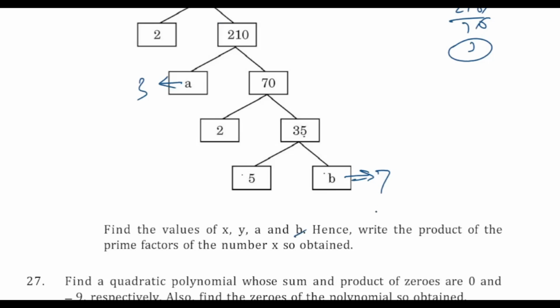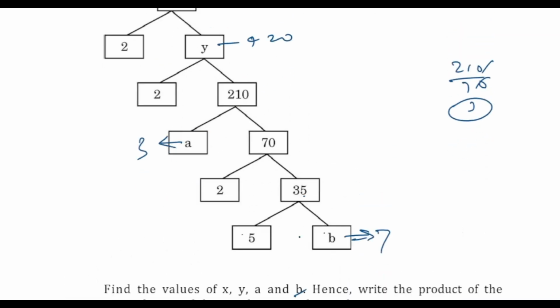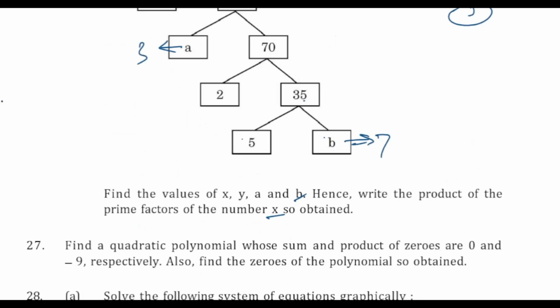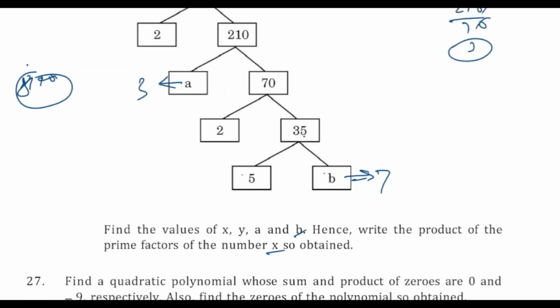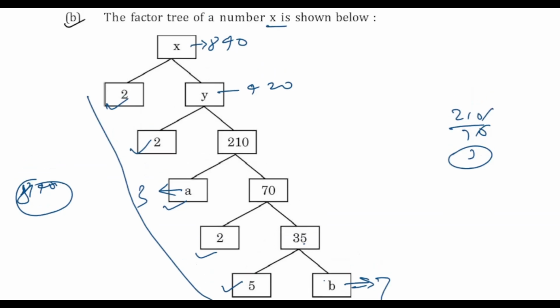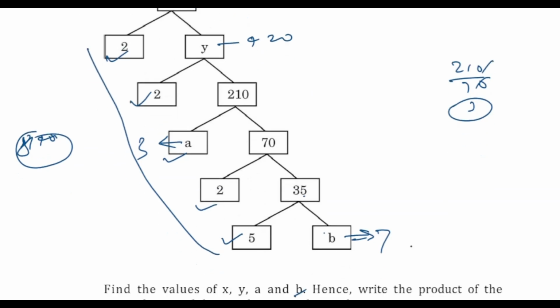We have already found them. Hence, write the product of the prime factors of x. So here x is 840. You can see this is a factor, this is a factor, this is a factor, and these are the prime factors of 840. This is also a factor of 840.